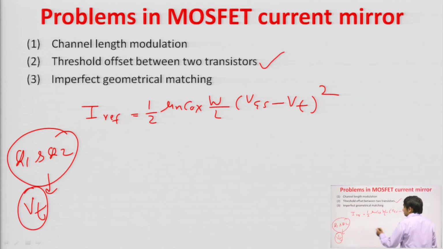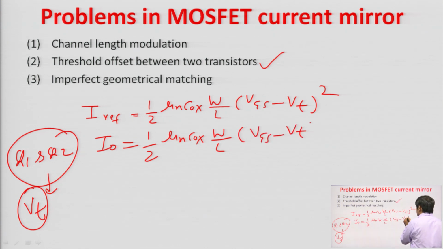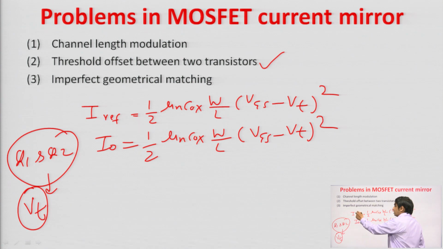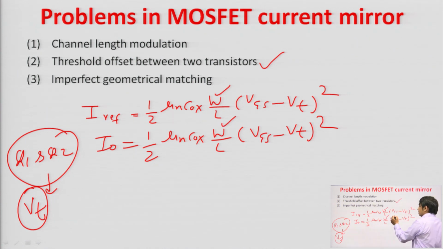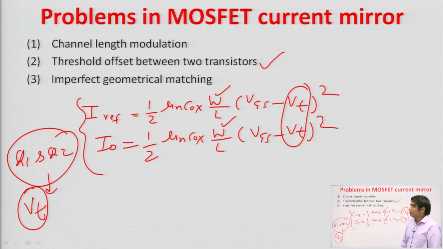So, in this case, the output current equation is 1 by 2 mu n Cox W by L (VGS minus VT) whole square. Now, if we want I naught equal to I reference, then the W by L ratio should be the same. But if your threshold voltage is not the same for both transistors, although matched transistors mean the threshold voltage will be the same, practically, when the MOSFET is fabricated, there may be a slight difference in the threshold voltage value of Q1 and Q2. Due to that, there will be an error between the input current and output current. That is another issue.